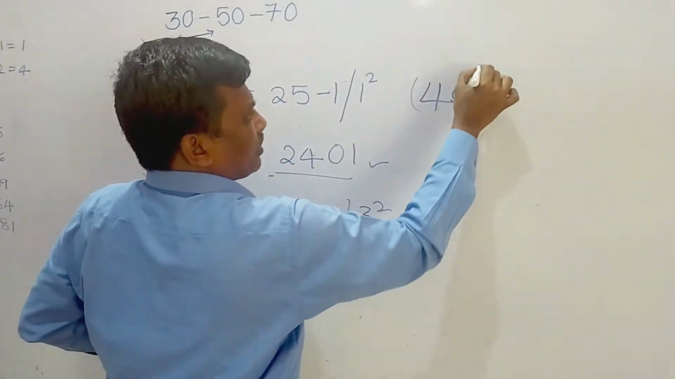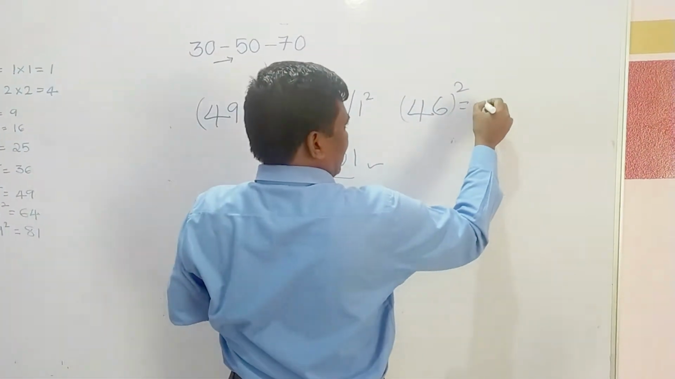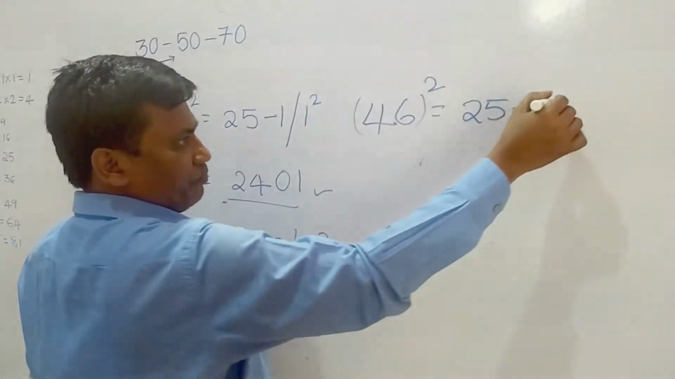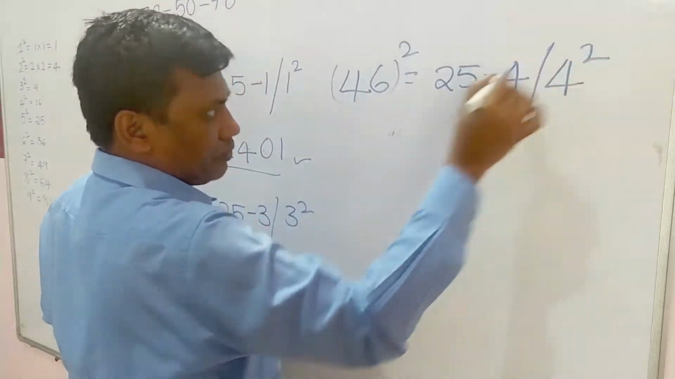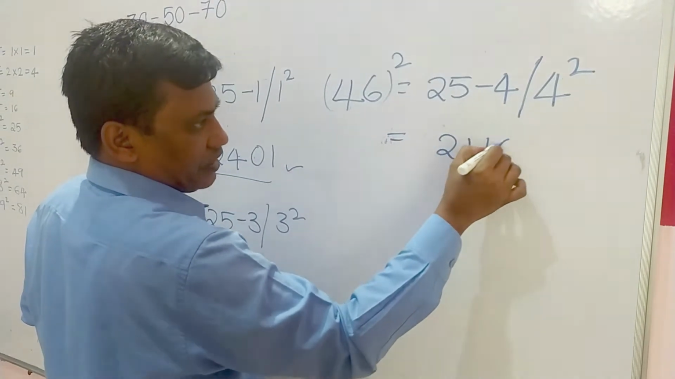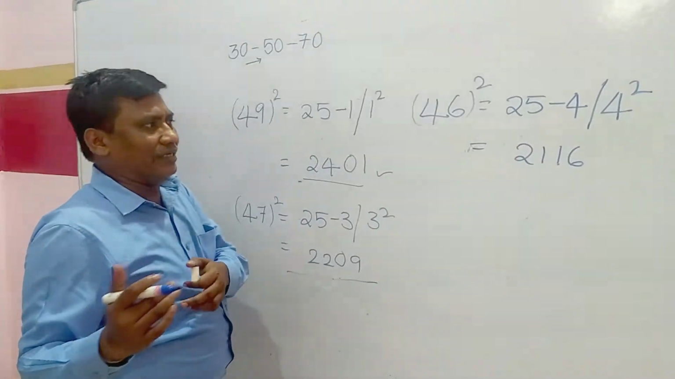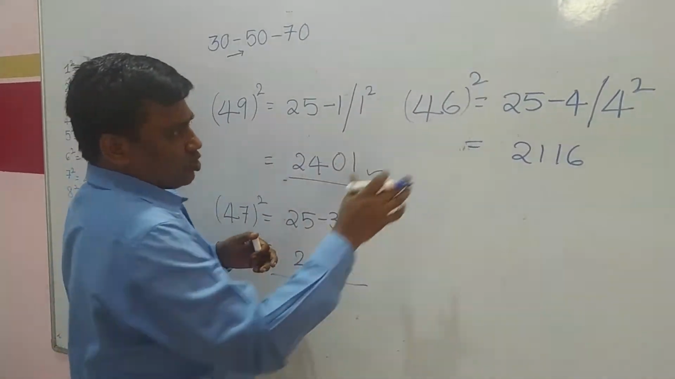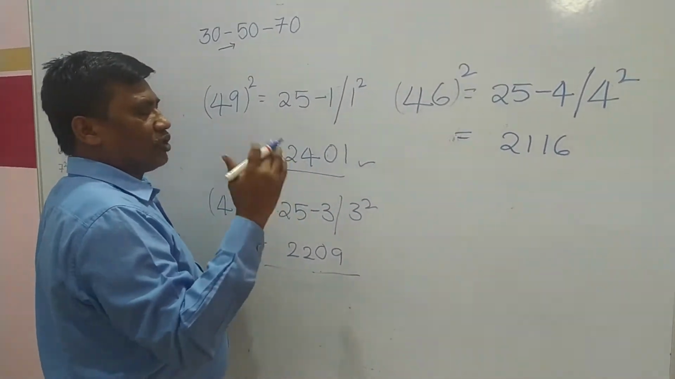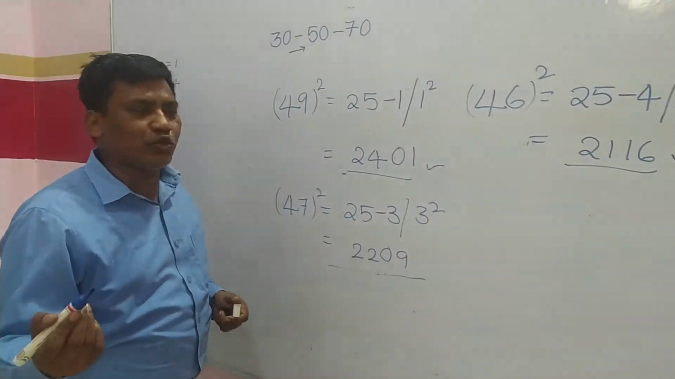Suppose coming to 46 square. See friends, we need not solve this actually, but for you I am doing this. 25 minus 4. 46 is 4 less than 50, so 4 square. 25 minus 4 is 21. 4 square is 16. So tell me now, do we need to calculate actually? No need. Straight away in your mind you can do that.